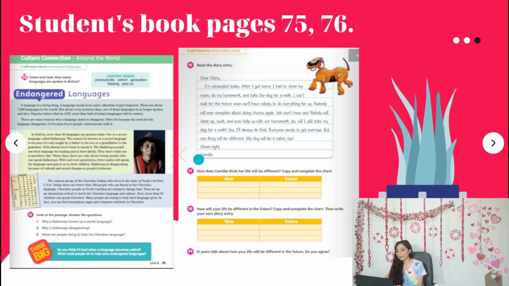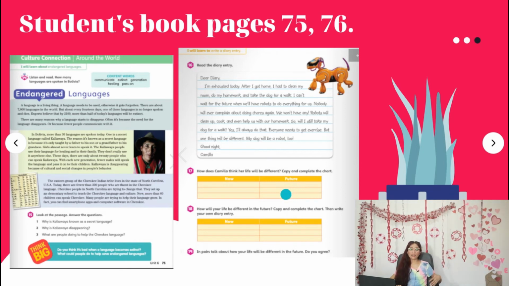Okay? So activity 17 says, how does Camila think her life will be different? Copy and complete the chart. You don't need to copy this in your notebook. You can complete this in here if you want to, but if you feel it's better to copy in your notebook, do it, okay? So now, you are going to write the activities that she's mentioning that she needs to do. In the future, you are going to write the actions that are going to change, like, for example, doing this with a robot, having a robot for this, etc., okay?